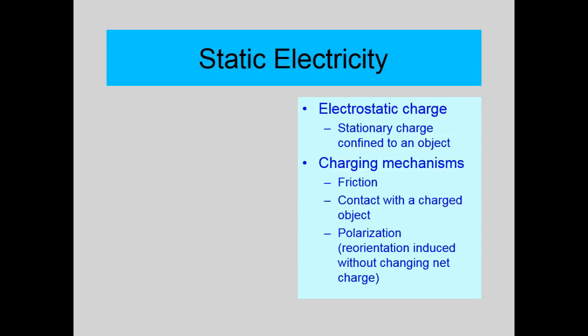You get clothes out of the dryer, and you have, what do they call that? Static cling. It's static electricity. The things have been flopping around there, one thing rubbing against the other, and then they cling to each other because one of them becomes positively charged, one negatively charged, and then they stick. Okay? So, stationary charges confined to an object. The charging mechanism could be friction, rubbing the amber with fur. It could be contact with the charged object.